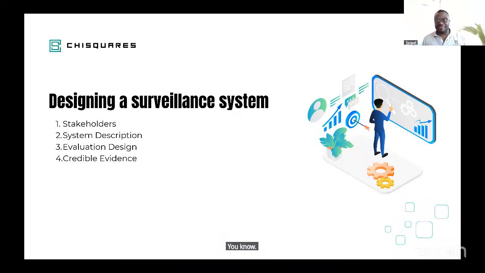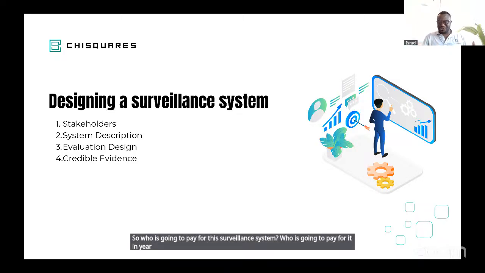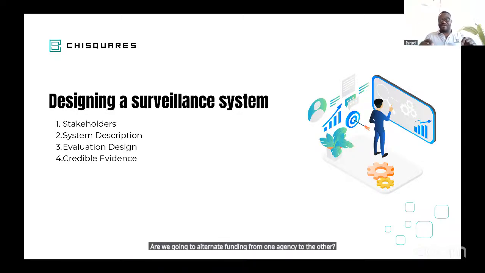There's no such thing as a free lunch. Everything requires money. So who is going to pay for this surveillance system? Who is going to pay for it in year 1, and who is going to pay for it in year 2? Are we going to alternate funding from one agency to the other? Or is there a pot of money somewhere that will fund it forever and ever? Those are practical questions that you need to think about.